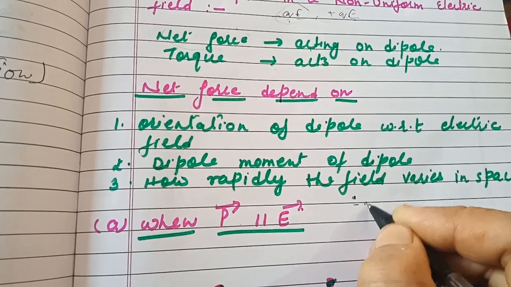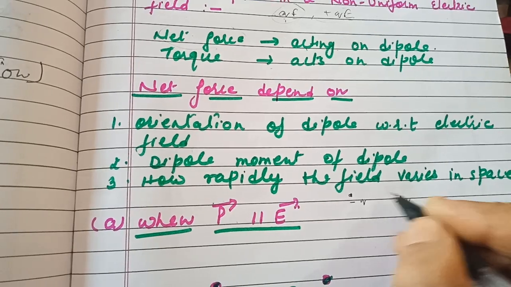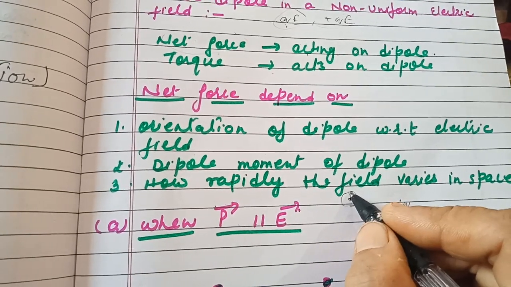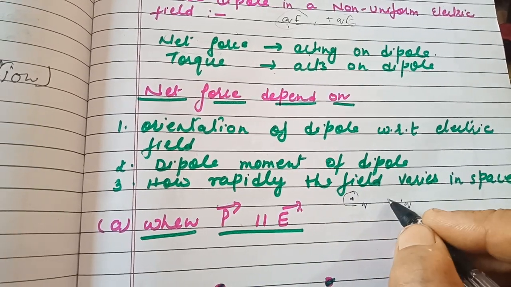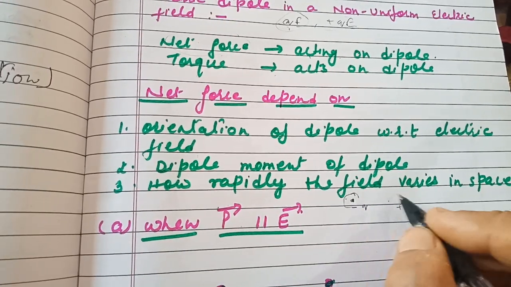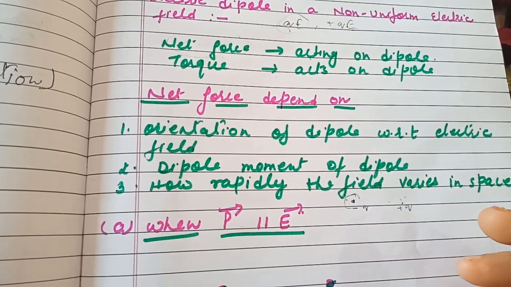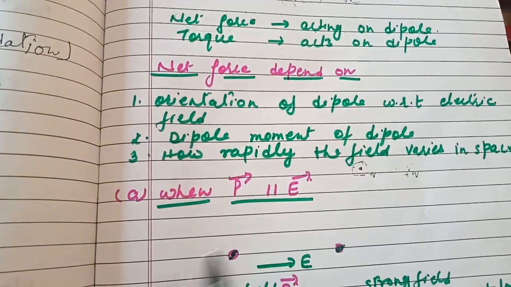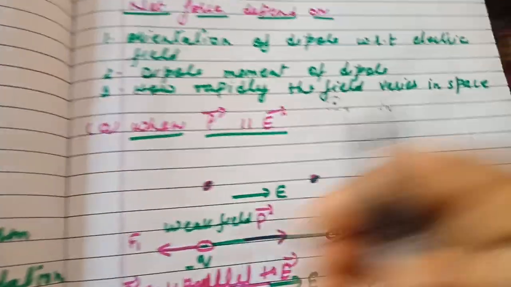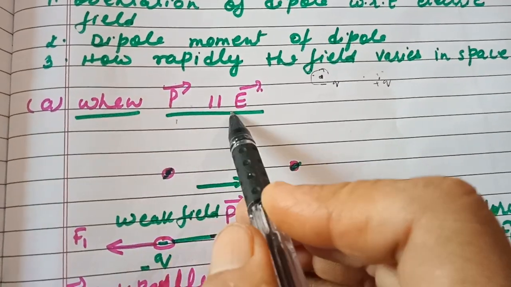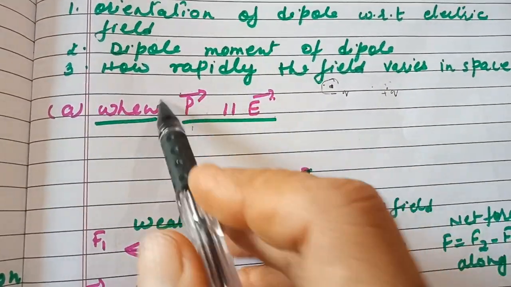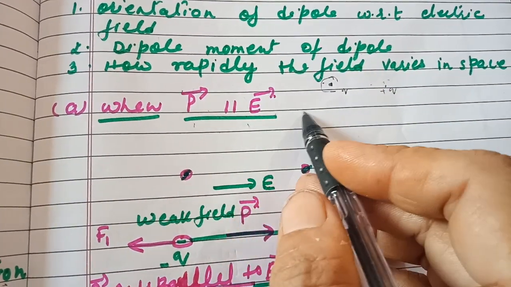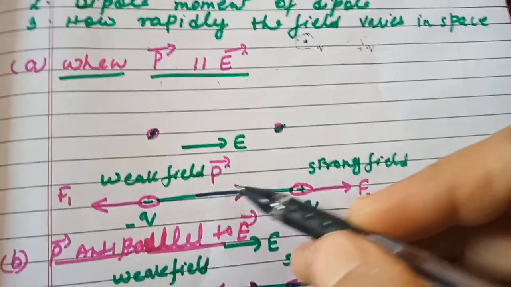Suppose this is the minus q charge and this is the plus q charge of the dipole. Here the electric field will be different and here the electric field will be different. So how much variation takes place between these two places? According to this concept, now we are going to take two conditions. First, when the dipole moment is parallel to E, means the dipole is placed along the direction of the electric field like this.